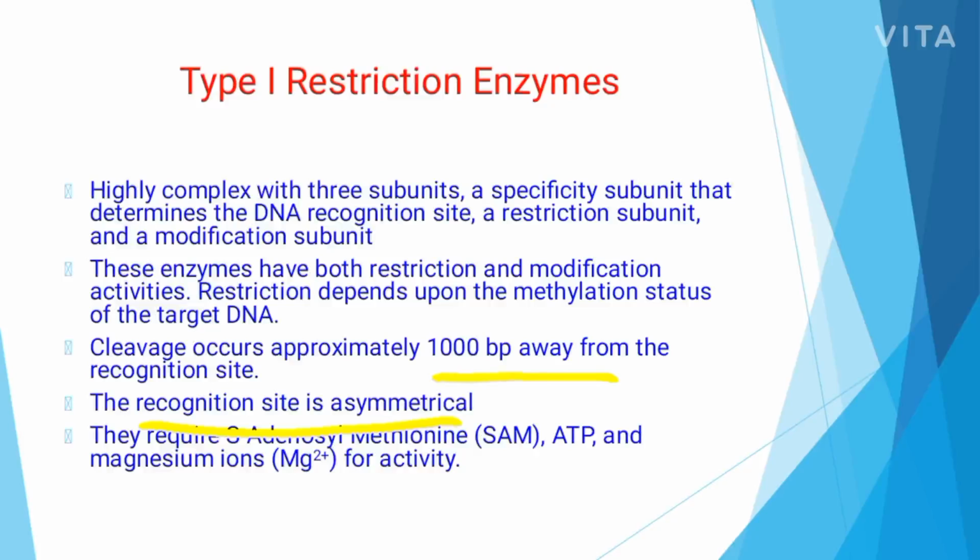Next, they are also high energy consuming. Apart from magnesium ions, they require ATP and adenosyl methionine. So, they are highly energy consuming enzymes. So, they are not preferred in gene cloning experiments.